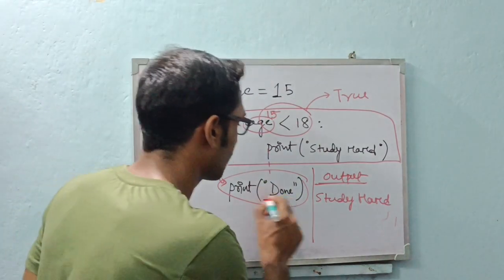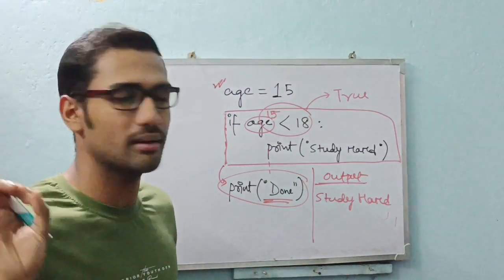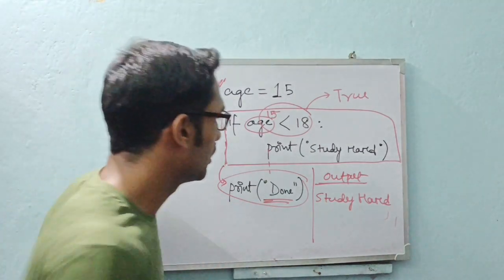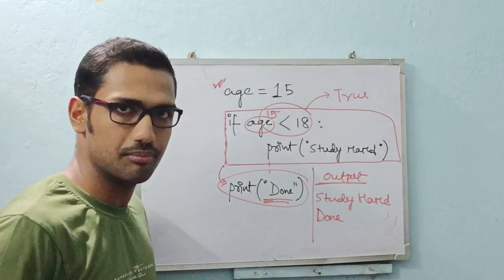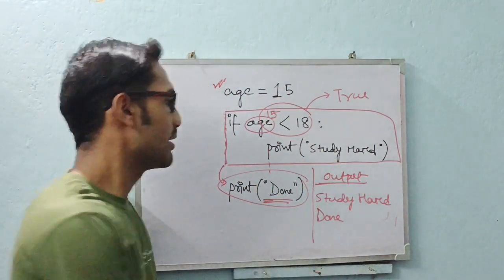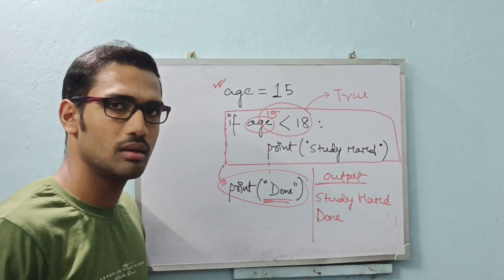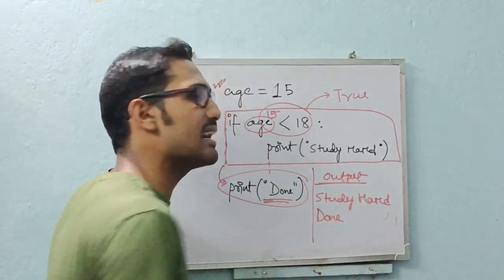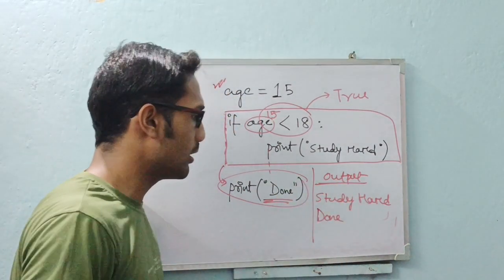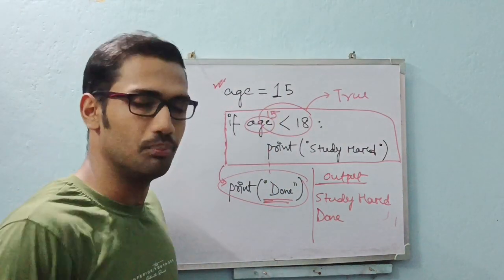So what is there? A print statement giving done. A message is being shown: done. So after study hard, done will get printed. So this one is the output. Study hard, done. Simple. So try to understand. You are getting study hard as your output just because the condition has evaluated to true.